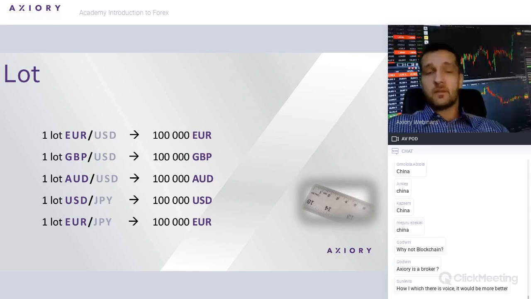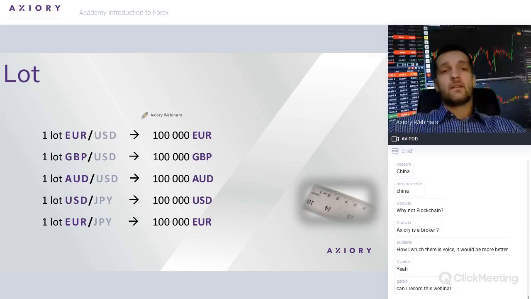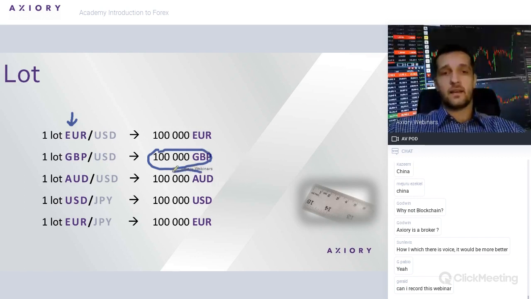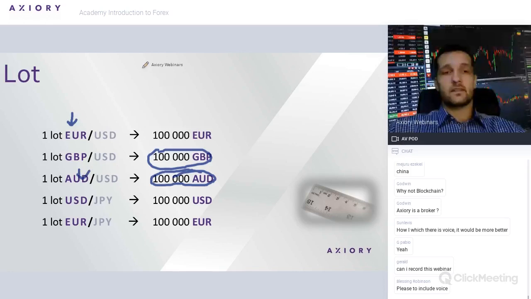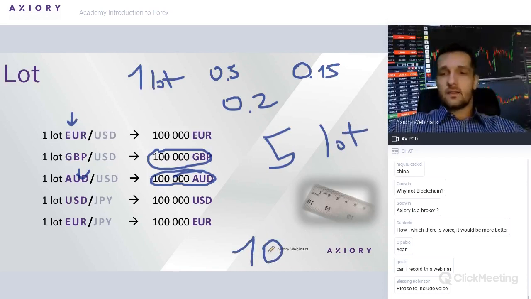You trade different positions. You can trade small, you can trade big positions, but you need to know what the positions are and how you name them. So you usually trade lots. One lot is 100,000 units of the base currency, the first currency in the pair. So if you trade one lot, it means that you're controlling 100,000 units of the base currency. You can trade one lot. You can trade 0.5 lot. You can trade 0.2, you can trade 0.15. You can change it yourself. You can trade 5 lots if you have a big account. You can trade 10 lots as well.